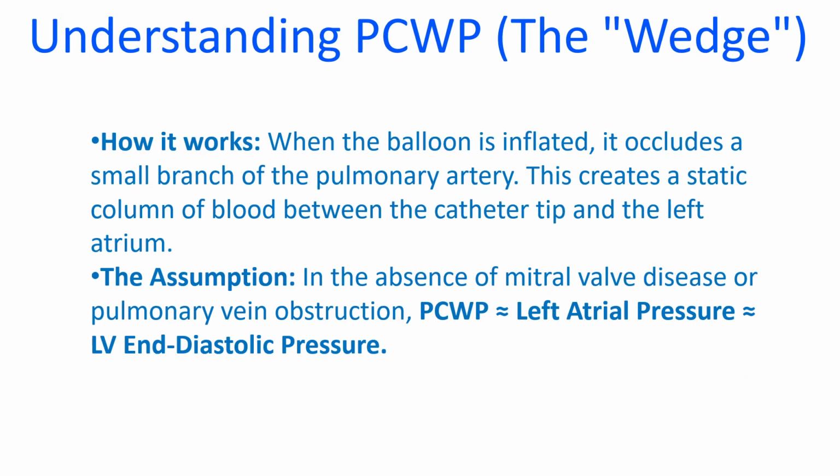The pulmonary capillary wedge pressure is the holy grail of pulmonary artery catheterization because it allows us to look through the lungs to see what is happening in the left side of the heart. When the balloon is inflated, it occludes a small branch of the pulmonary artery. This creates a static column of blood between the catheter tip and the left atrium. In the absence of mitral valve disease or pulmonary vein obstruction, pulmonary capillary wedge pressure is almost equal to left atrial pressure, which in turn is equal to left ventricular diastolic pressure.